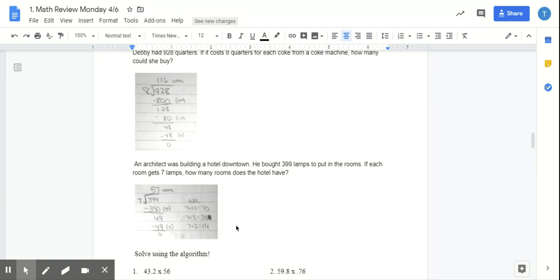Now, this is going to come into play when I'm trying to subtract a larger group first in order to solve my problem. So I subtracted 350 first because I know that 7 times 5 is 35. So that means 7 times 50 would be 350. Okay. So I did 399 minus that big group, 350, which leads me to 49. And I know 7 times 7 equals 49. So that's going to be 57 rooms that get 7 lamps in each room.